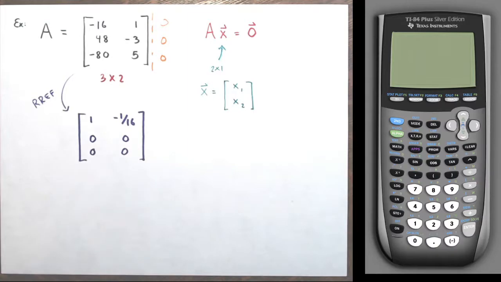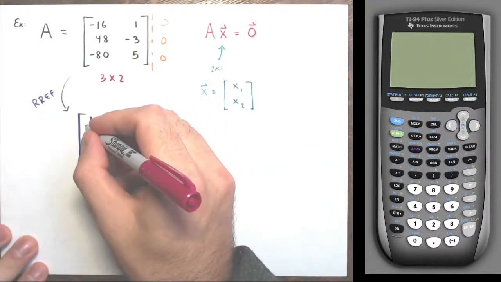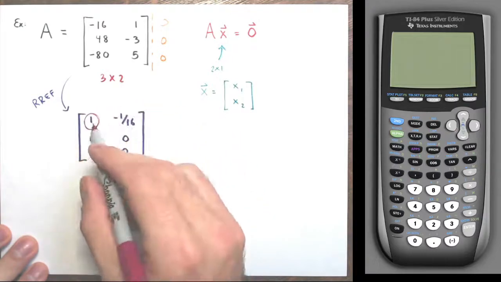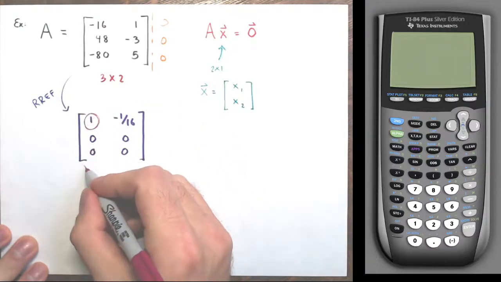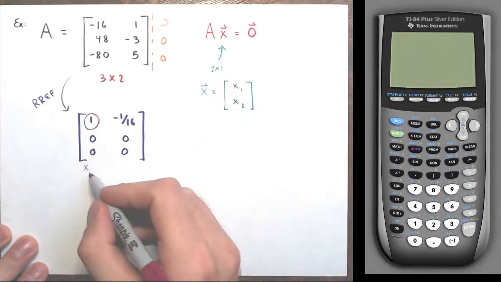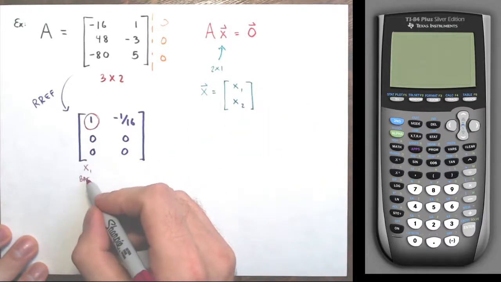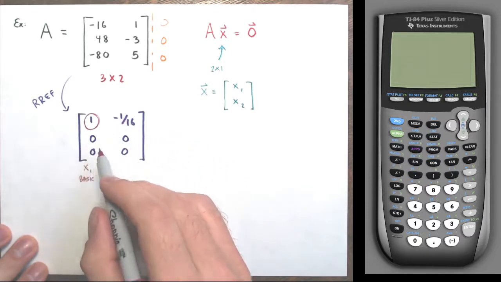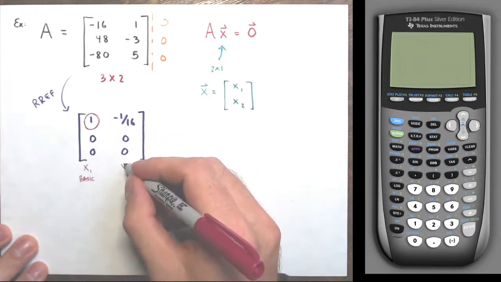Alright, now determining which variables are basic and free. Again, just looking for those pivots. First row has a leading 1, this non-zero 1 here. Pivot. So the first column's a pivot column. So of the x1 and x2, x1 is basic. And the second column is not a pivot column, doesn't have one of these leading ones in it. So x2 is free.